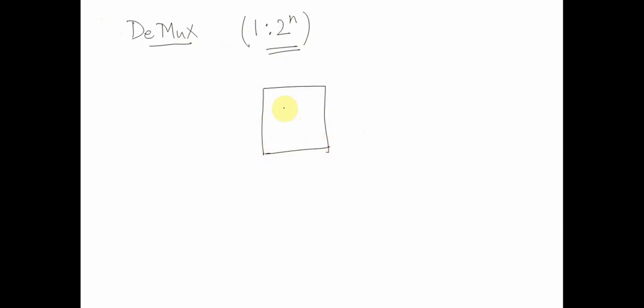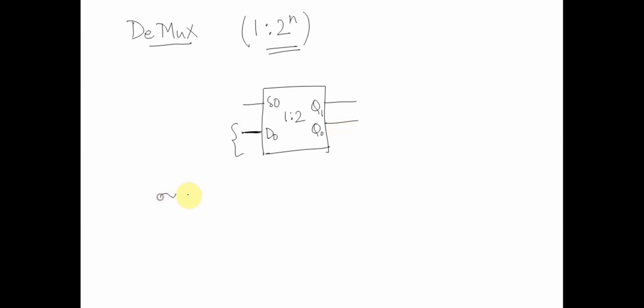So a demux is something like, let's assume we have a 1 is to 2 demux. We will have two outputs over here, Q0 and Q1, and we will have one input line and one select line. This is the select, this is D0, and depending upon the value of the select line, whether it's a 0 or 1, this particular input would be transferred to Q0 or Q1.